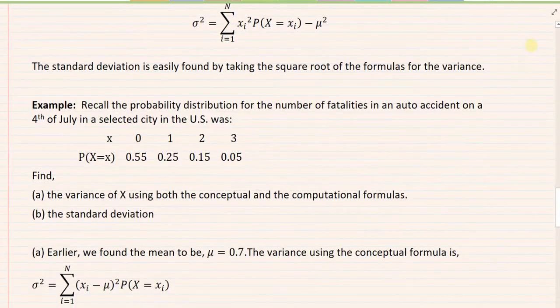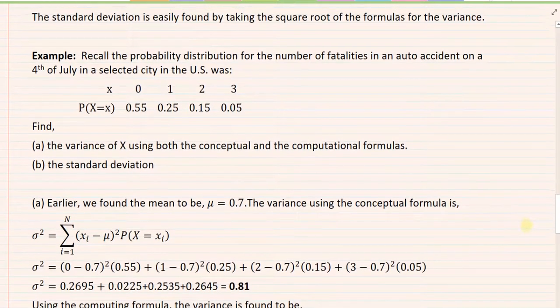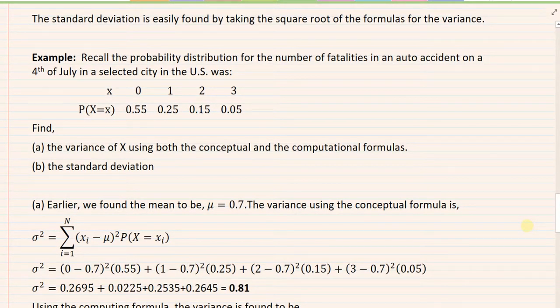So let's take a look at an exercise now, the example we've been carrying out. We want to calculate the variance using both conceptual and computational. First, using conceptual, remember, we have to calculate the deviation from the mean, then square it, right? Once we square it, we multiply by its probability. So that's what I've done here.